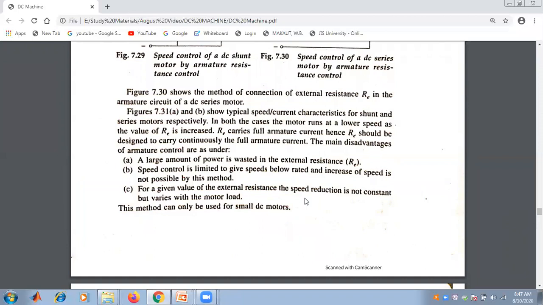The main disadvantages of armature control are: first, a large amount of power is wasted in the external resistance Re. Speed control is limited to speeds below the rated speed, and increase of speed is not possible by this method. For a given value of external resistance, the speed reduction is not constant but varies with the motor load. This method can only be used for small DC motors.